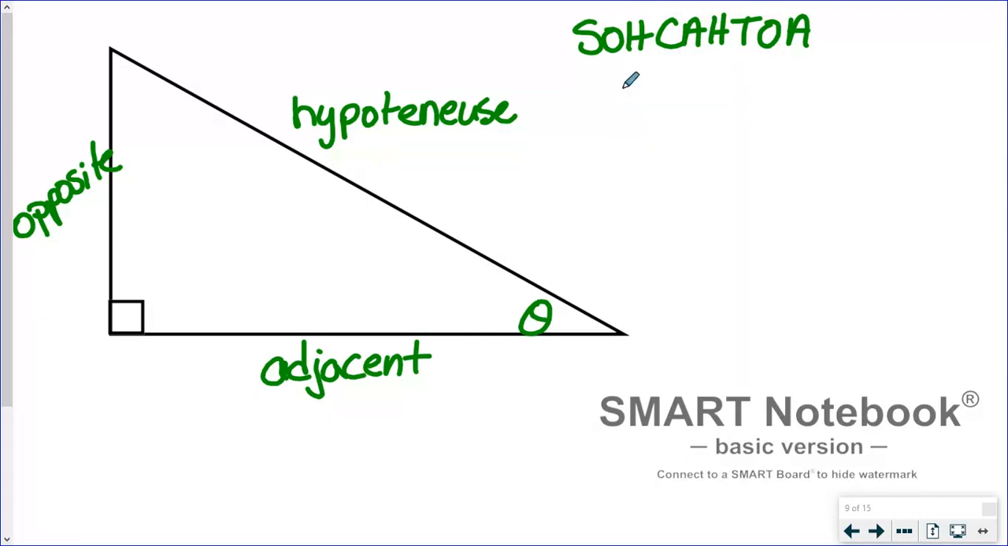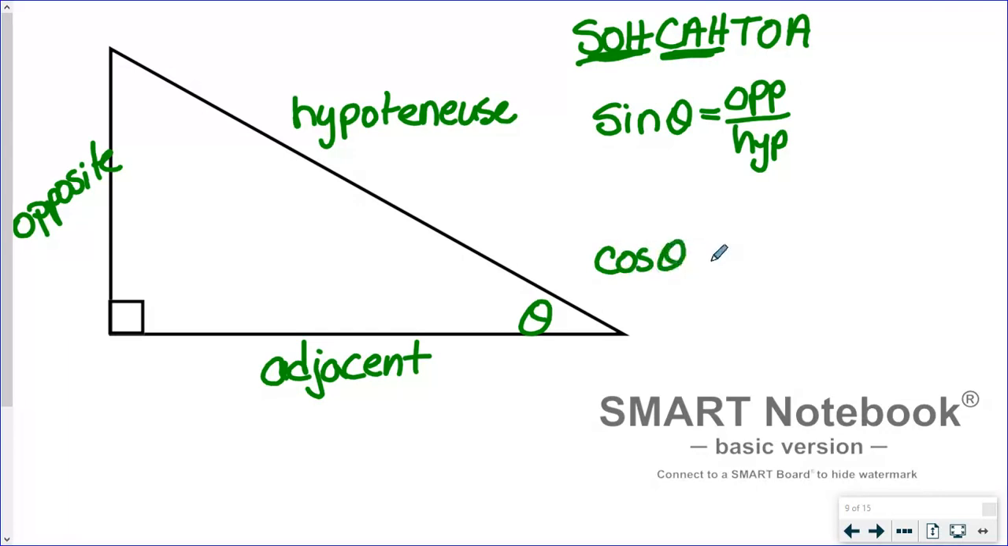Okay. So what this means, the first 3: sine of my angle theta is equal to the opposite over the hypotenuse. Sine, opposite, hypotenuse. SOH. The CAH is telling us that cosine of theta is equal to adjacent over hypotenuse.